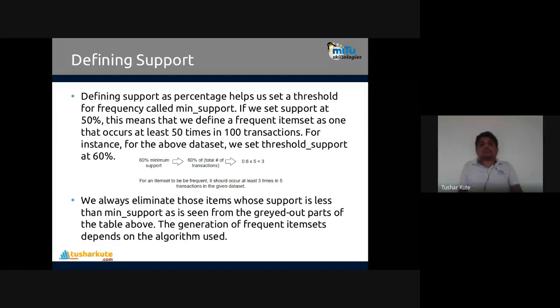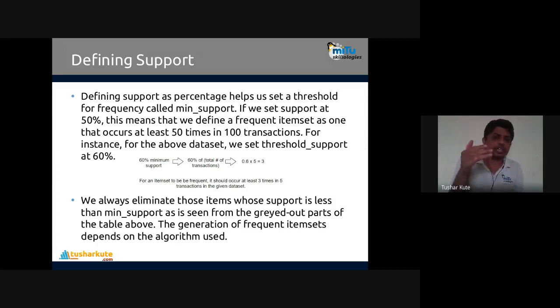So for instance, for the above data set, we set a threshold value of support to 60%. So with 60% minimum support, out of 5 transactions, 60% support means 3 transactions will be considered only, and the remaining are not. So for an item set to be frequent, it should occur at least 3 times in 5 transactions in the given data set. Remember, the first threshold criterion is required. This threshold criterion will let you create the perfect rules.